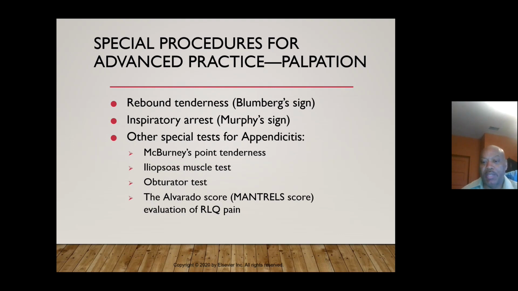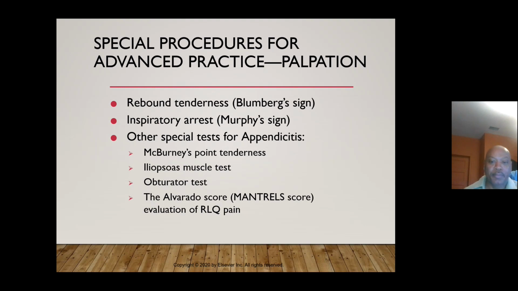Now, we perform this test at the end of an examination because it can cause severe pain and muscle rigidity. And of course, if that happens, the patient is not going to let you assess them. So we do that last. Now, pain on release of pressure confirms rebound tenderness, which is a reliable sign of peritoneal inflammation, or it also can be appendicitis. Peritoneal inflammation, which is an inflammation of the peritoneal area of the stomach, can occur along with appendicitis at the same time.